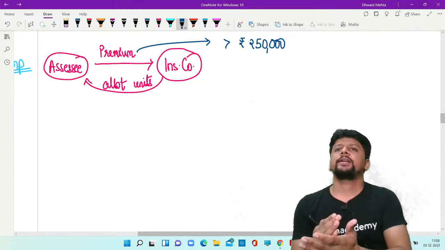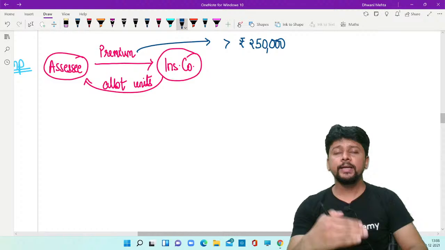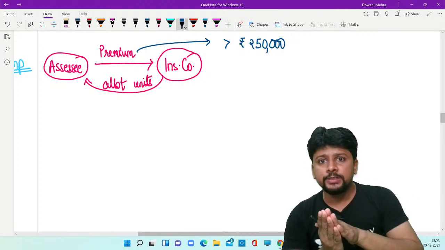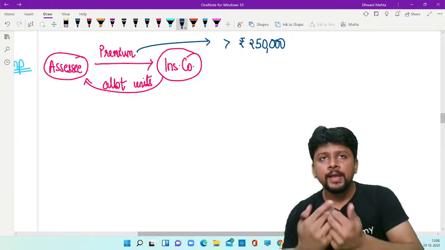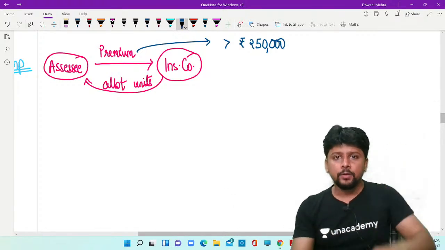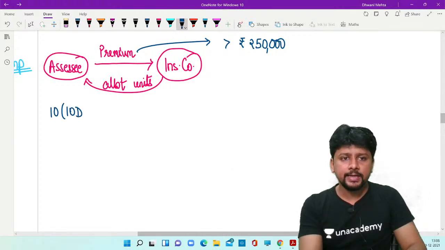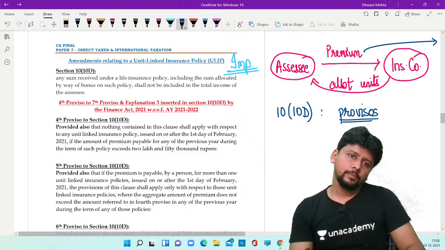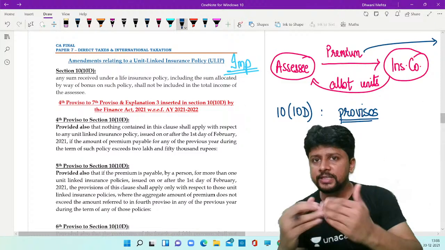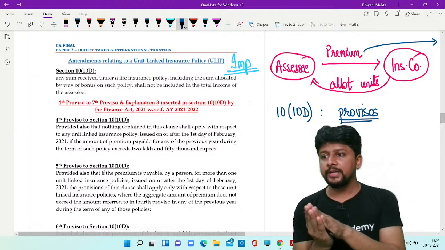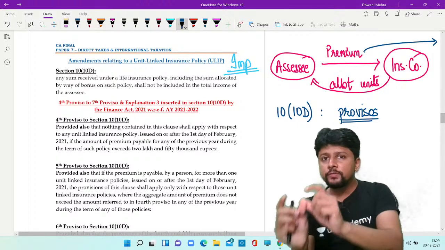This is what is called a high value ULIP, unit linked insurance policy, where the premium is above 2,50,000. So this is actually not an insurance policy. You are trying to make an investment, and in the disguise of an insurance policy, you are trying to claim exemption. Now, in section 10, clause 10(10D), provisos have been introduced which deny the exemption. It's a bit technical for a CA inter student. So CA final students can read it from the Act and understand it. CA inter students reading it from the Act will find it a bit difficult. So you'll have to focus on the explanation that I give you, which will help you understand the simple version.